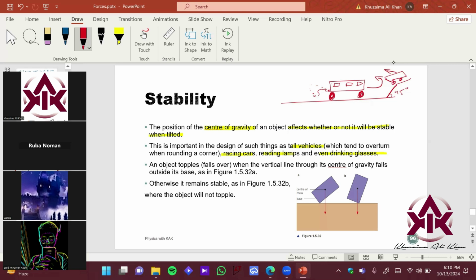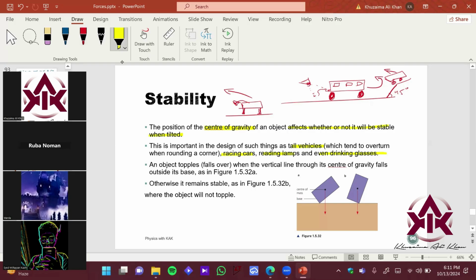What does topple mean here? Let's say this is a car from the top, from the back side. This is wheel one, and this is wheel two. This is from the back side, so I'm viewing the car from here. What I mean is this: if it is taking a turn and it is not stable enough, it would topple down, like this, if it is not stable.